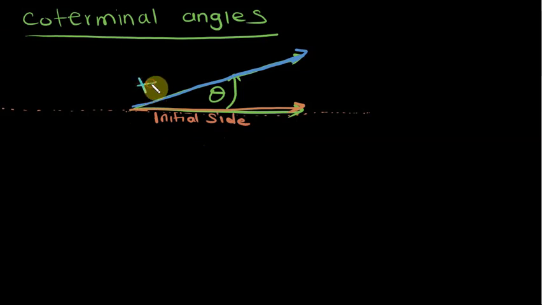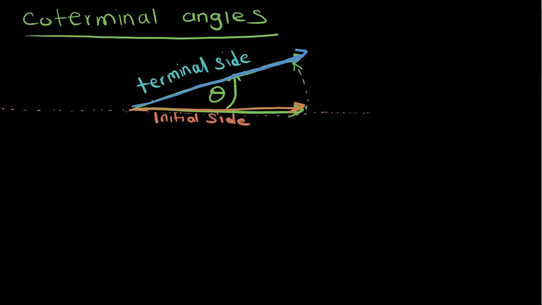is the terminal side, terminal from terminate, because that's where the angle terminates. So this line is moved from the initial side, which is a horizontal line, by an angle of theta and terminates at the terminal side. So for every angle you have your initial side and you have your terminal side.